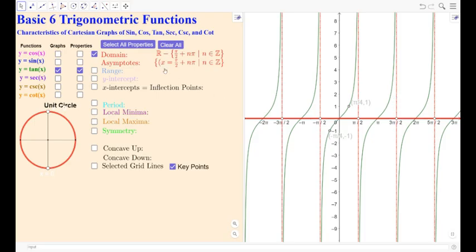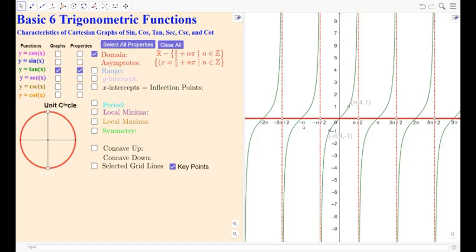The easiest way to say this funky looking R here is the set of all real numbers, and we want to take away some of those real numbers. We want to take away the ones that look like pi over 2 plus n pi such that n is an element of the integers. So we take those real numbers except for this. This set is the stuff that's not in the domain. All real numbers except for that are the part that is in the domain.